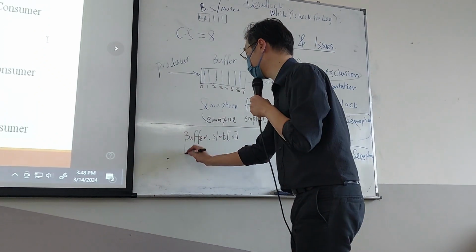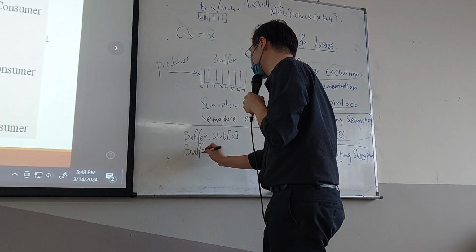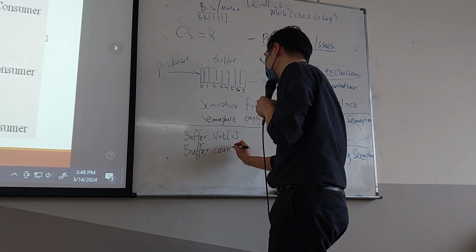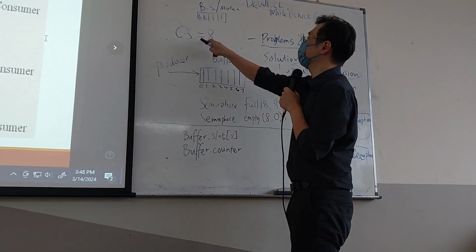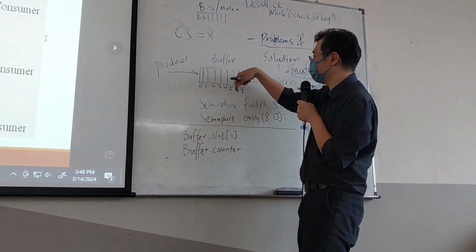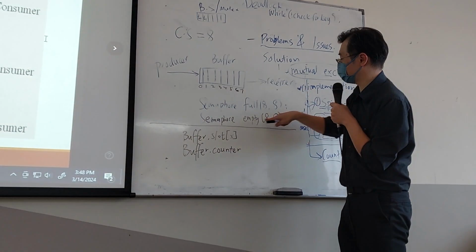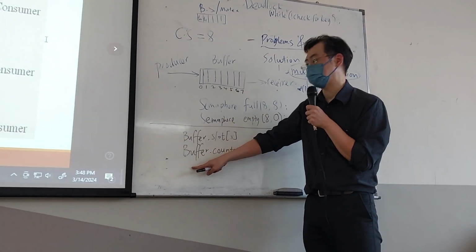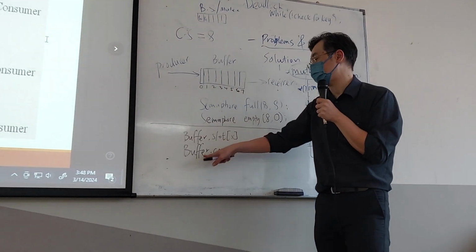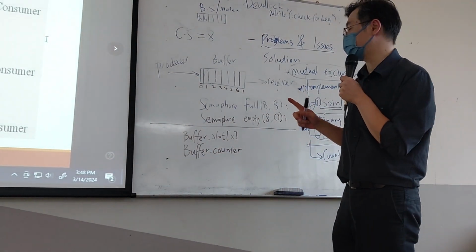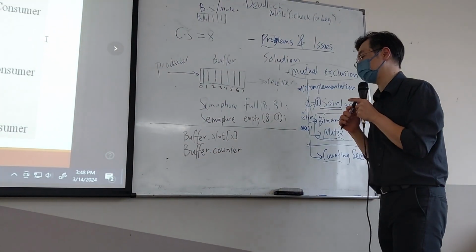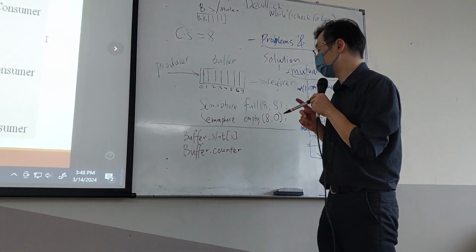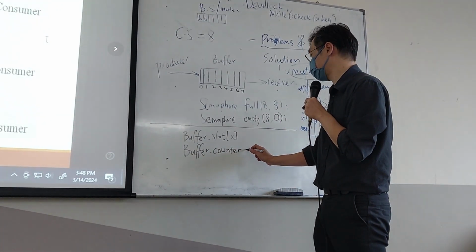Okay, and the buffer also will have a counter. Now this counter is different from this counter. This is a counter in the semaphore. This counter is also in the semaphore. But this counter is in the buffer itself. And I'll explain why we put it in: it simplifies our programming. So this counter, we're going to start with 8.